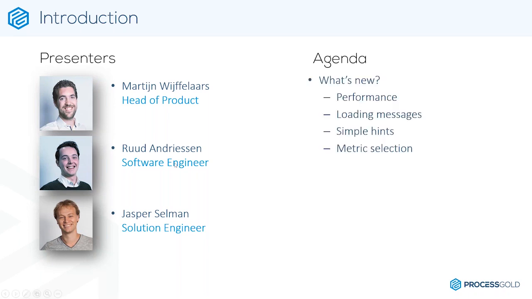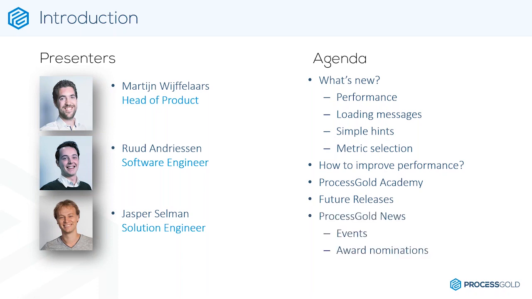So we'll start with the new ProcessGold 18 release. We'll look at the performance and some other features. Then we'll tell you a bit more about what you can do to improve the performance of your apps. We have several new things in the ProcessGold Academy. We'll briefly look at what's coming up in the future, and we have a short news section. At the end, we'll answer your questions.